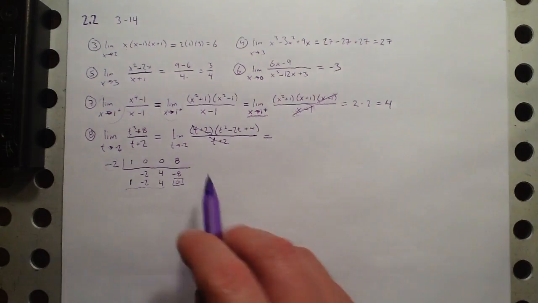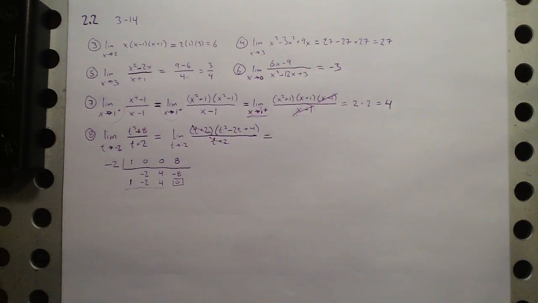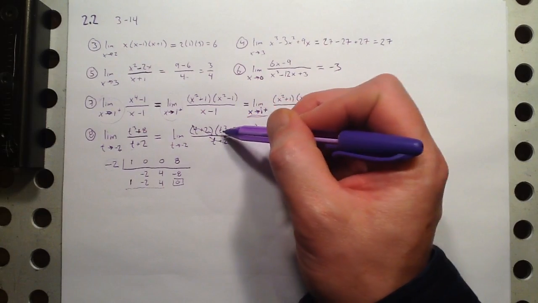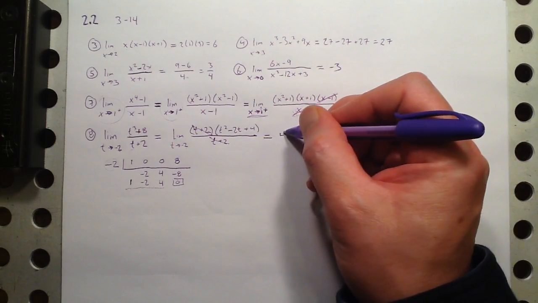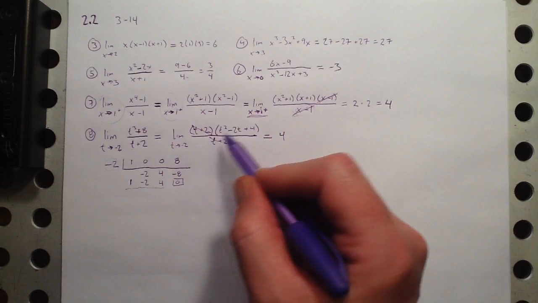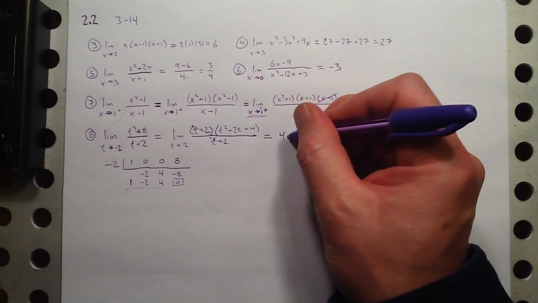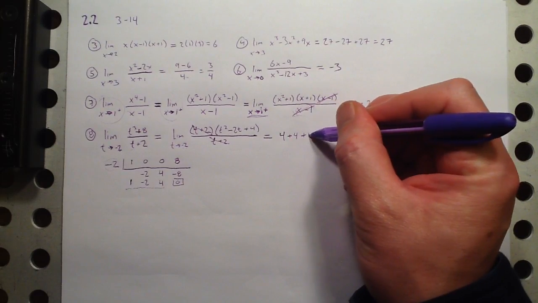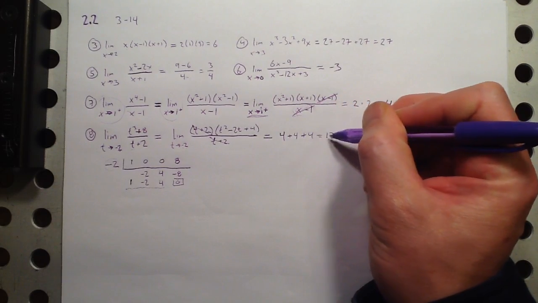And now I can plug in my negative 2. So this is the first step here where it's appropriate to skip writing the limit part. So negative 2 squared is 4. Negative 2 times negative 2 is plus 4, and then plus 4 is 12.